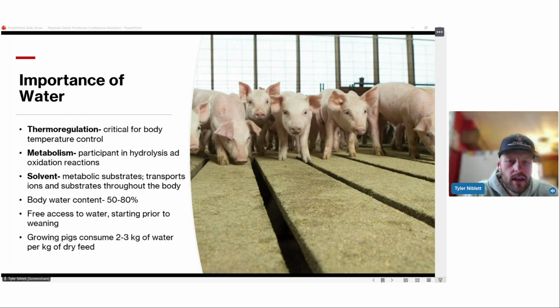Now, growing pigs themselves, I'm going to try and connect my AirPods again, consume about 2 to 3 kilograms of water per kilogram of feed. I know that's in kilograms and not necessarily pounds. So you figure a conversion factor of 6 pounds of water for every 2.2 pounds of feed.